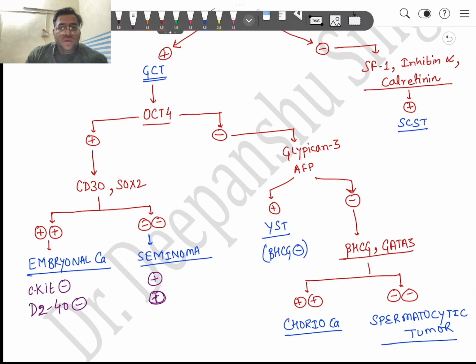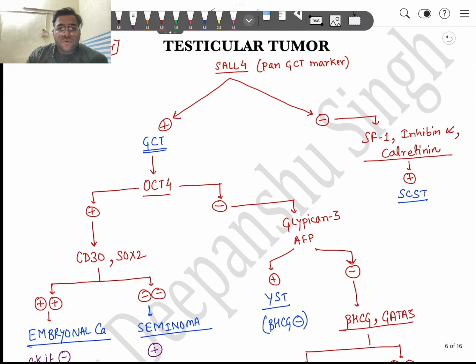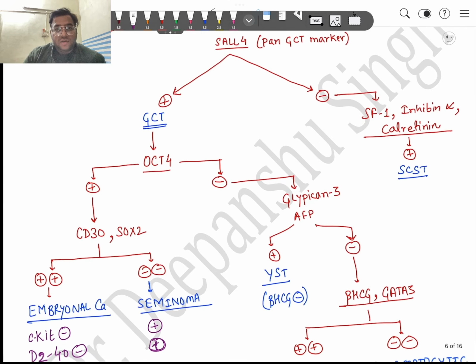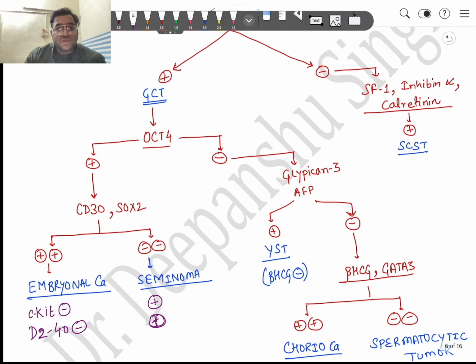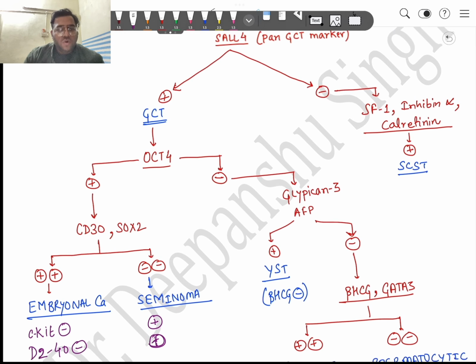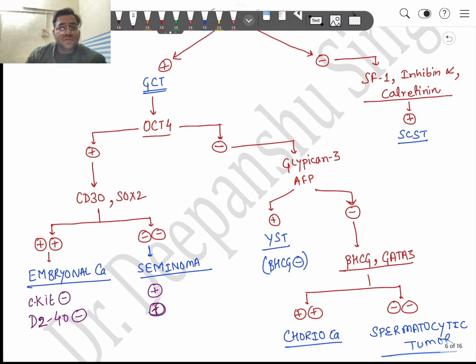So this is not a workup or a flow chart, I mean to say, this is basically how you can easily learn. I have made this for learning. If someone asks what is positive in embryonal carcinoma, you directly say SALL4, because it is a germ cell tumor. Then OCT4 is positive, then CD30 and SOX2 are positive.